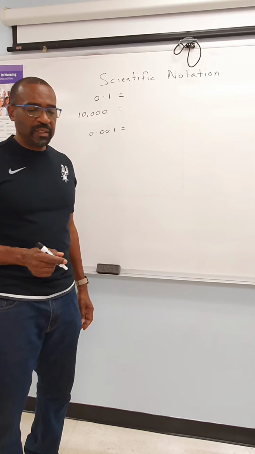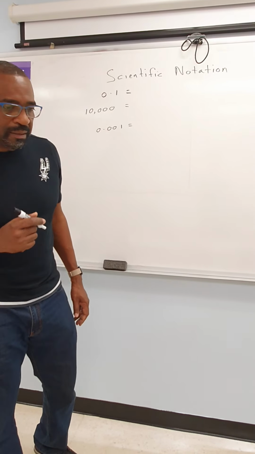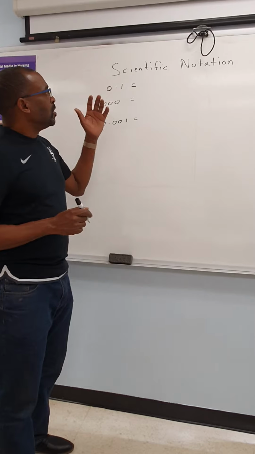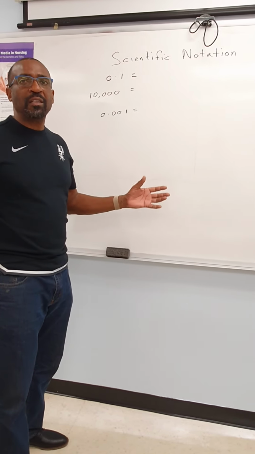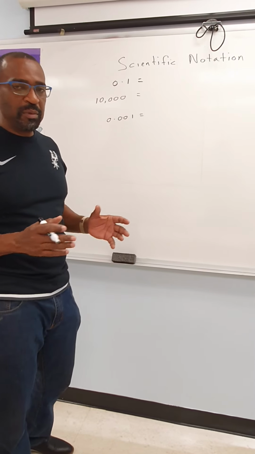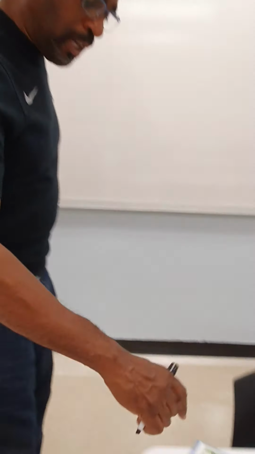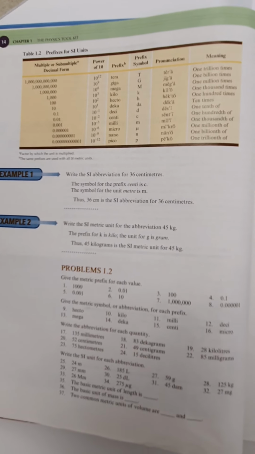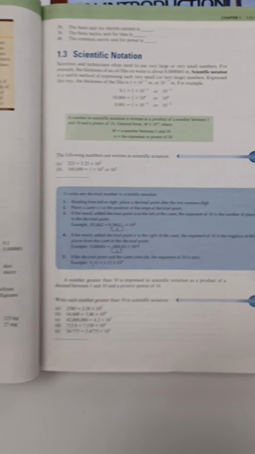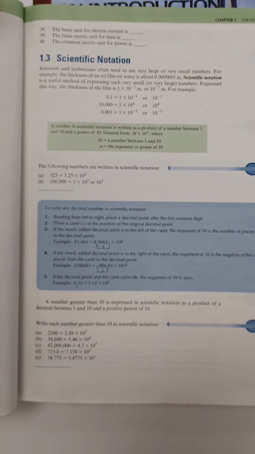Yes, good day class. Once again, we will be discussing scientific notation. Scientific notation in a nutshell is just a representation of large or really small numbers. How we do that is from the chart we spoke about earlier, the multiples and the submultiples of 10. How do you represent these large or really small numbers? Scientific notation is the way. 1.3 in your textbook. I'll post this in the class.